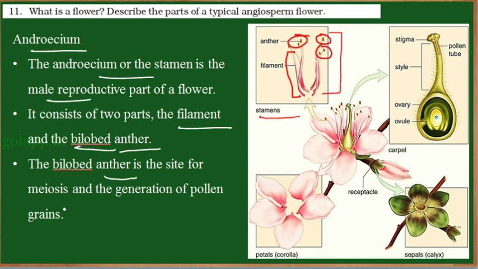Anther is a site where meiosis takes place and they produce pollen. Pollens are the structure which carries the male gamete. So androecium produces the male gametes in the anther. Anther produces pollen, and the pollen carries the male gamete. Generally androecium is also called stamen. It has got two parts, a stalk-like structure called filament and a bilobed structure which produces pollen. This bilobed structure is called anther. It's one of the important parts in the flower.